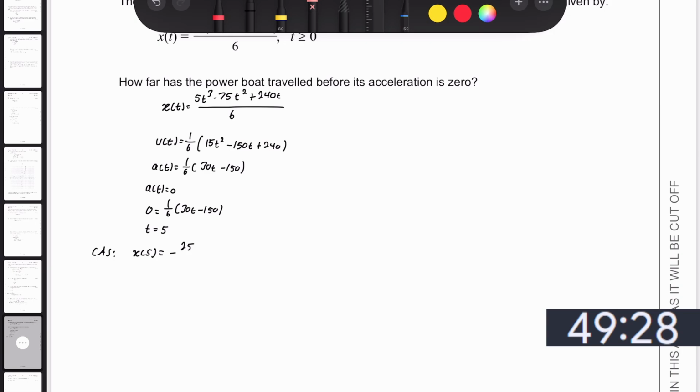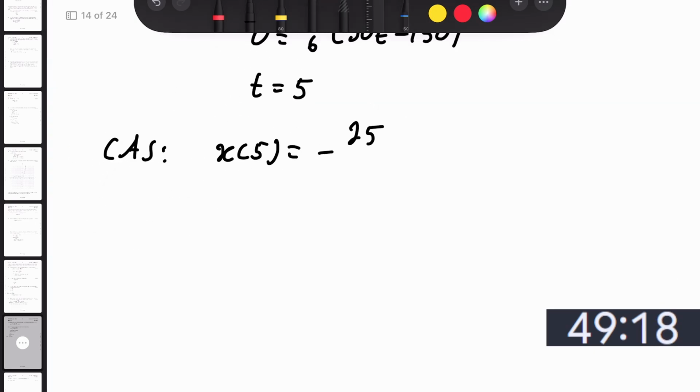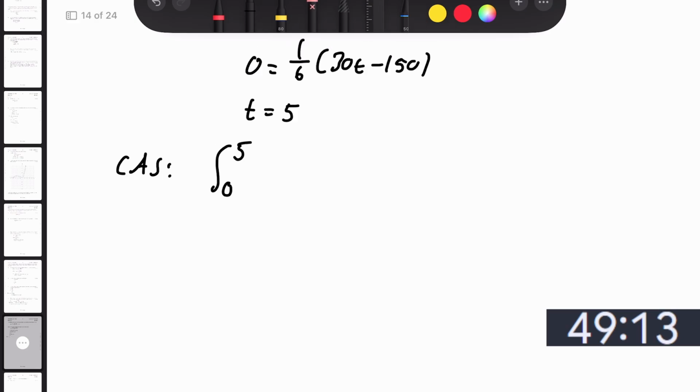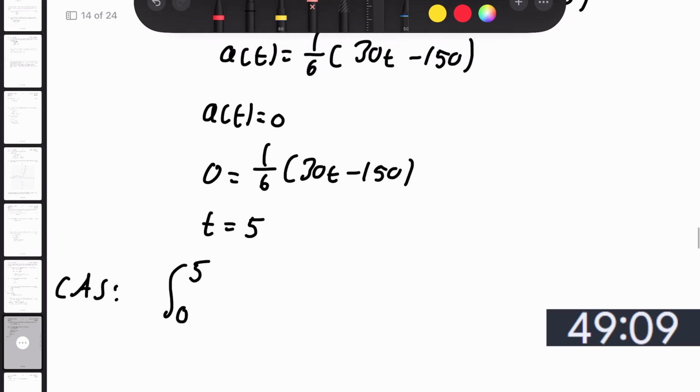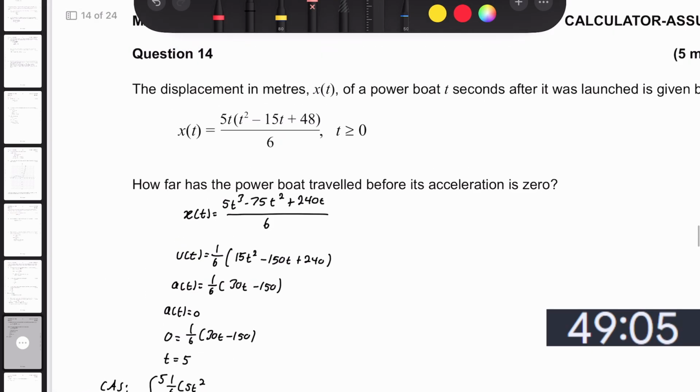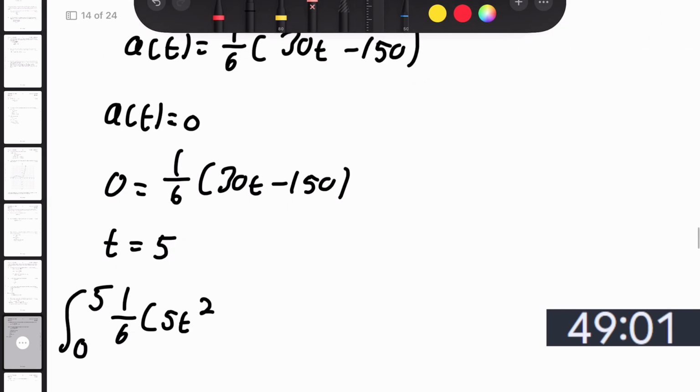How far has the boat traveled? So not its displacement, before its acceleration is 0. So I don't want its displacement. I want the integral from 0 to 5 of the absolute value of v of t. Because I want the distance traveled, not the displacement.